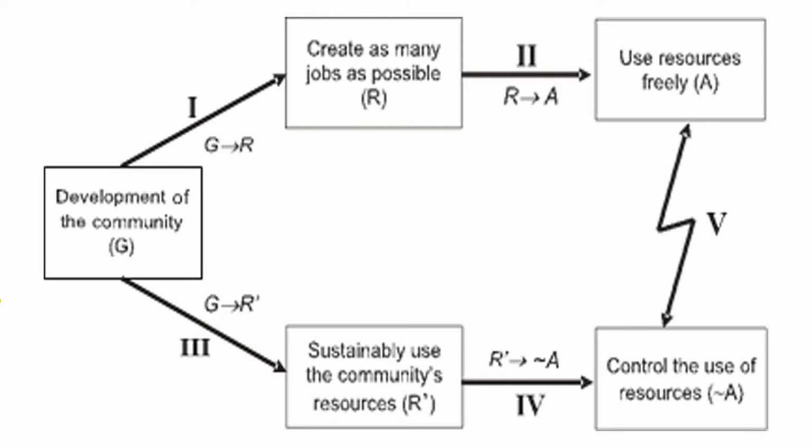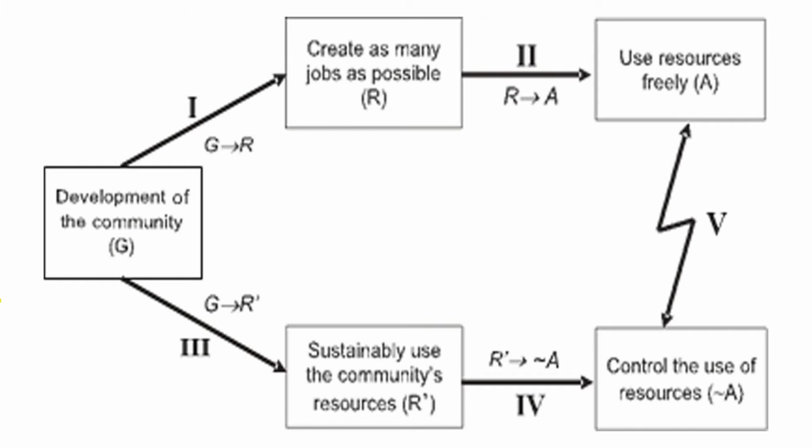Now again, see figure number 6, reading it from left to right makes sense. If we want development of the community, as you can see here, then we must create as many jobs as possible. And if we want to create as many jobs as possible, we must use resources freely. That's what we have there. Development of the community, create jobs, give people jobs, their standard of living will improve, their incomes will go up, and therefore these benefits certainly are as a result of exploiting resources, using resources freely.